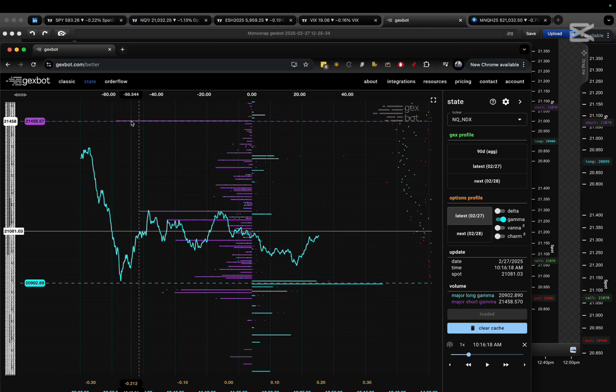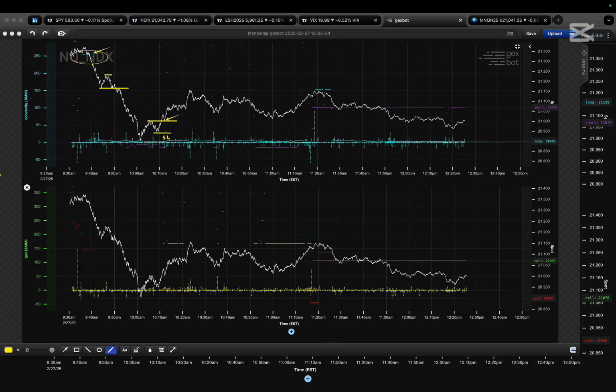The biggest negative gamma level is this one, 21,458. But this one is important, right? So what I was doing, I was trailing the stops, and I took profits around here, right? So I took profits on my second trade with one mini in 21,150. Okay, so that was my nice target there. And then I just wait.